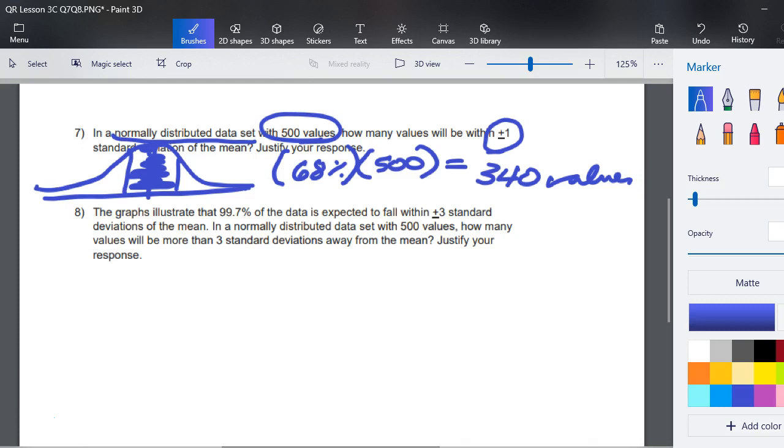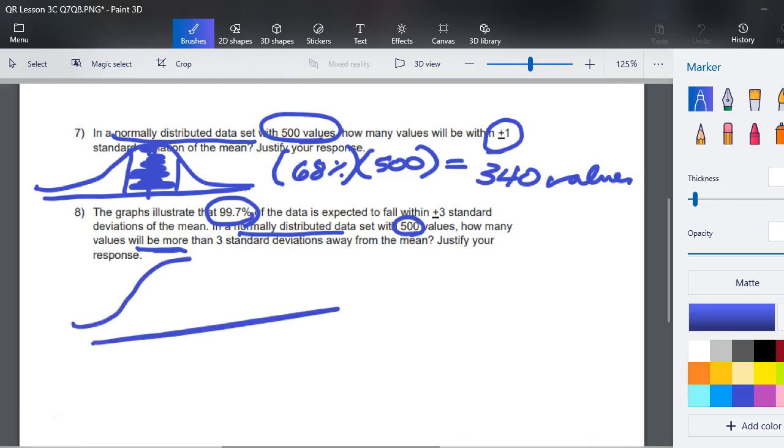We'll keep going. The graph illustrates that 99.7% of the data is expected to fall between plus or minus 3 standard deviations of the mean. Again, we have a normal distribution data set. It still has 500 values. Then the question switches on us just a little bit and says, how many values will be more than 3 standard deviations away from the mean?